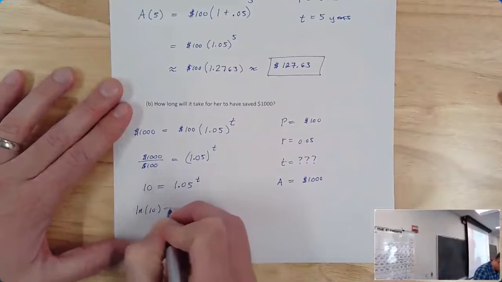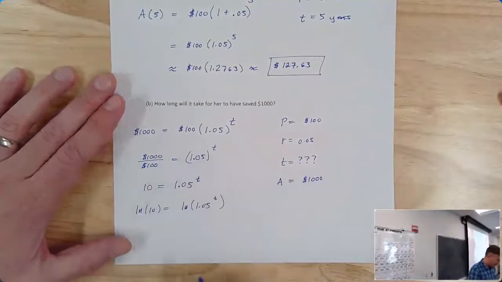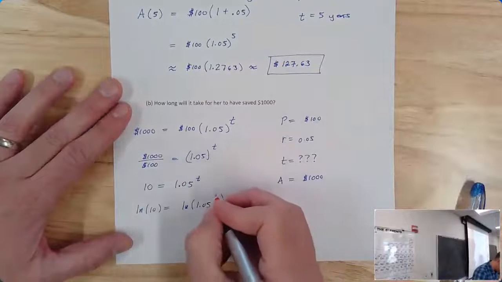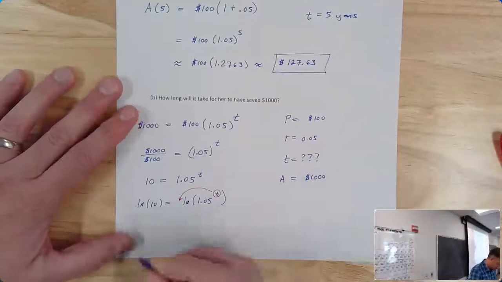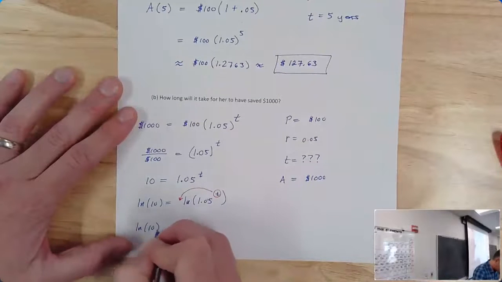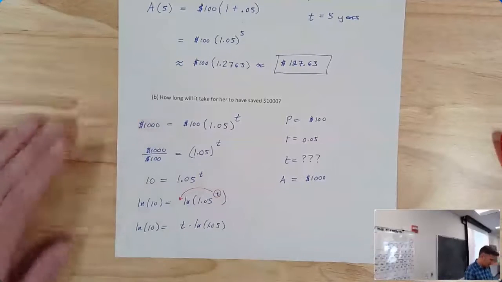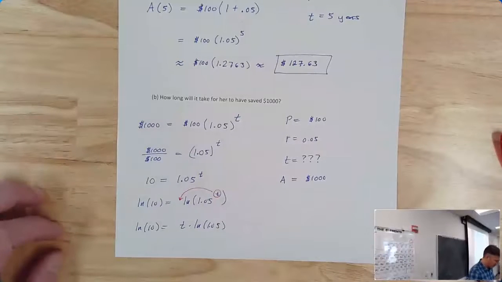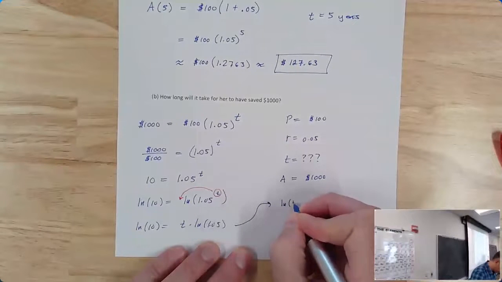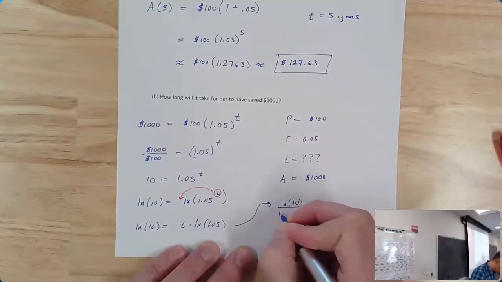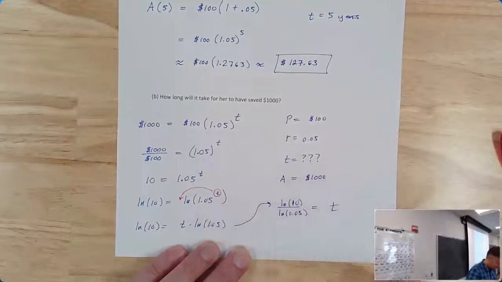Natural log of 10 equals the natural log of 1.05 to the t power. And the whole reason for doing that is to bring the power down. We want that variable not in the exponent. So then we have the natural log of 10 equal to t times the natural log of 1.05. And then finally, to solve for t, we're going to divide both sides by the natural log of 1.05. So we get the natural log of 10 divided by the natural log of 1.05 equal to t.